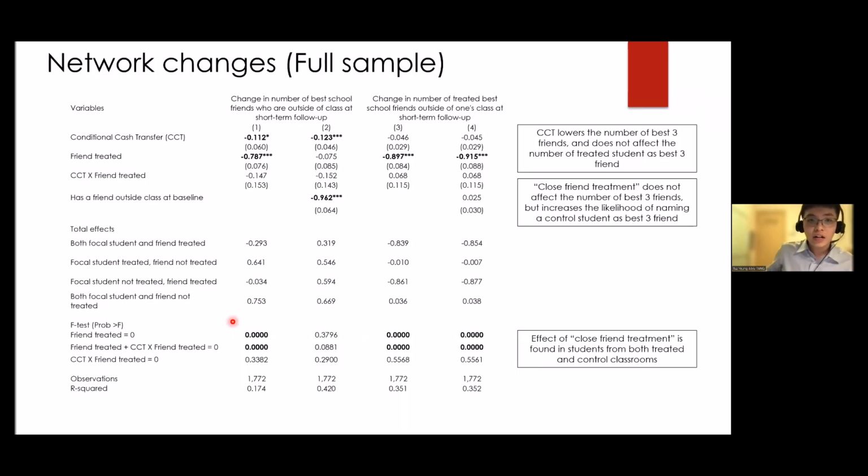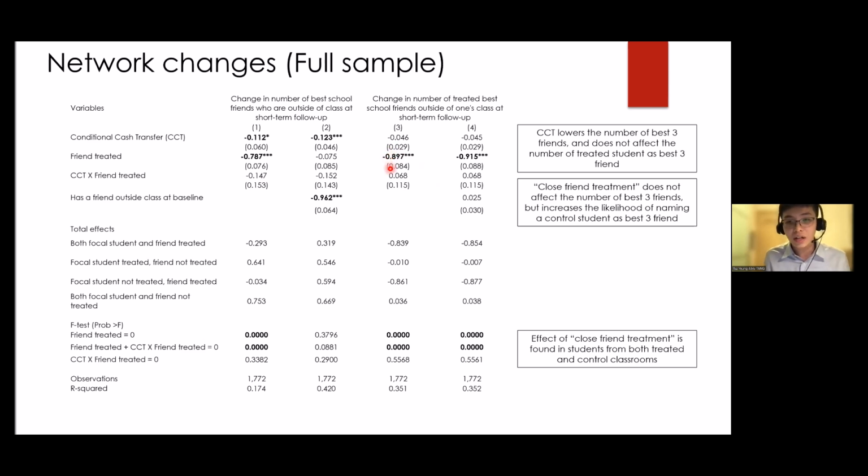So here are the results for the full sample. We can walk through it row by row. The conditional cash transfer lowers the number of best friends by a slight amount, but doesn't seem to affect the number of treated students as best friends. The close friend treatment doesn't affect the number of best friends. Originally, it was statistically significant, but upon controlling for whether or not the student has a friend outside of class at baseline, the coefficient is rendered insignificant.